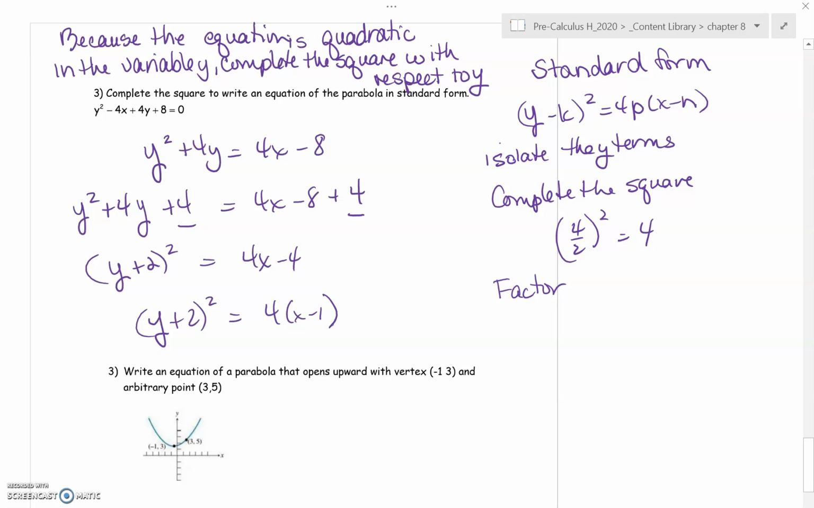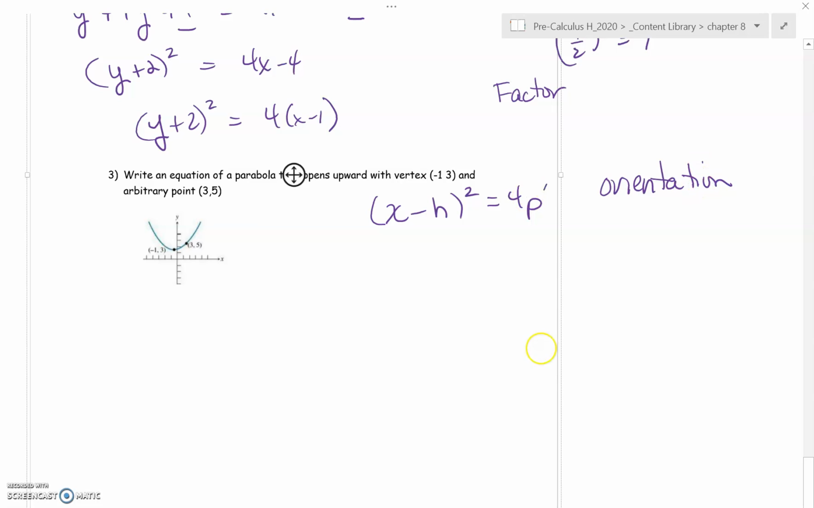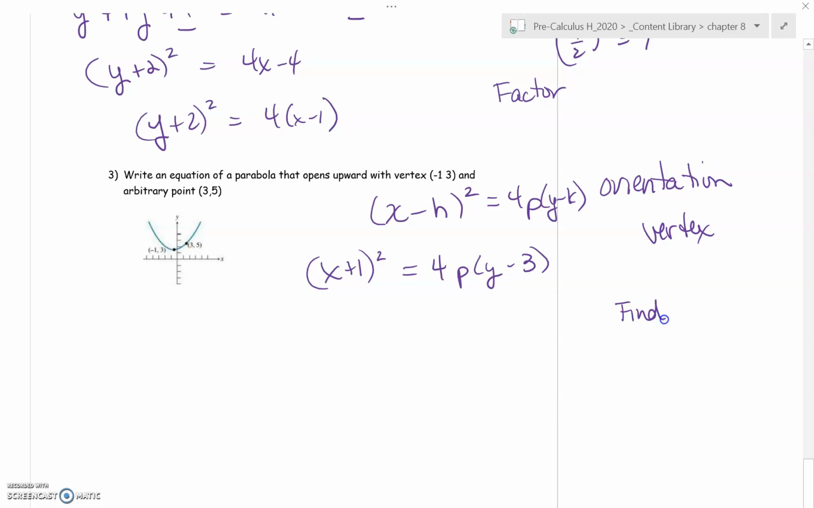Okay, so our last example, we have a parabola that opens upward with a vertex and an arbitrary point. So there's nothing special about 3, 5 other than it is a solution to the equation. So we are going to start with our general equation. It opens upward. So again, we're thinking about our orientation to get the general equation. Next, we do know the vertex, so we could substitute the vertex in for h and k. Or I should say the ordered pair, right? So now we really have to find p.